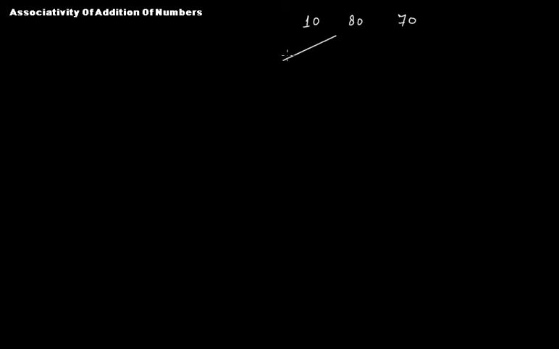The first way would be like within parentheses put 10 and 80. It tells you that first you have to add 10 and 80, then you will have to add 70 to it. It tells you that 10 plus 80 will be 90, then you'll have to add 70 to it, and this will give you 160.